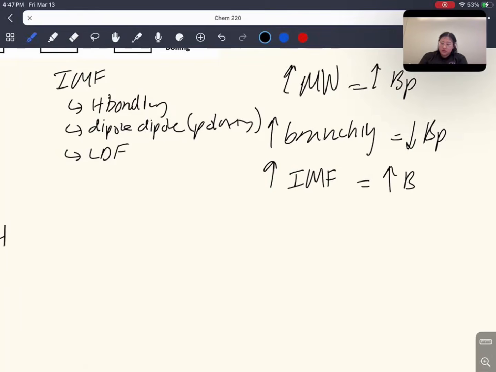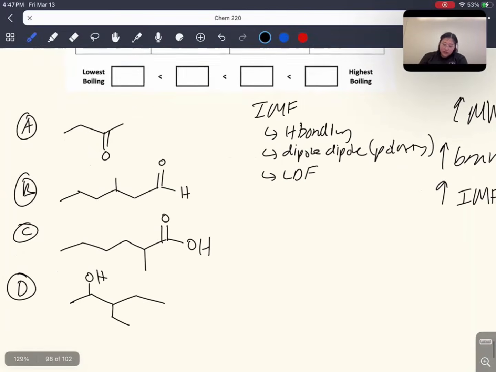So let's look at these three molecules. First I'm going to count the number of carbons. So you have 1, 2, 3, 4 carbons in A. You have one, two, three, four, five, six, seven carbons in B. You have one, two, three, four, five, six, seven carbons in C. You have one, two, three, four, five, six, seven carbons in D.